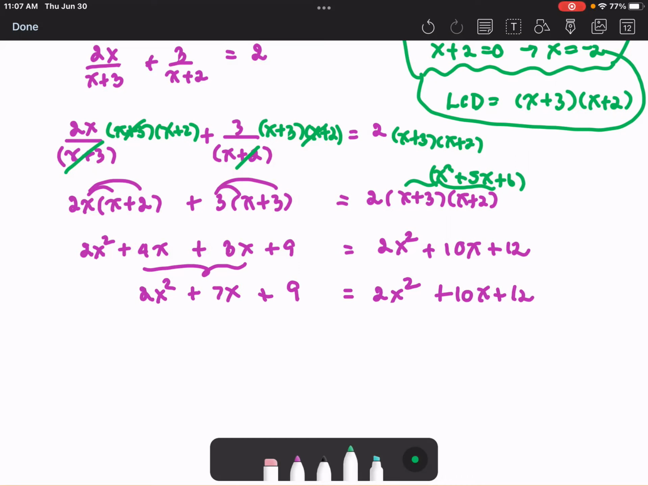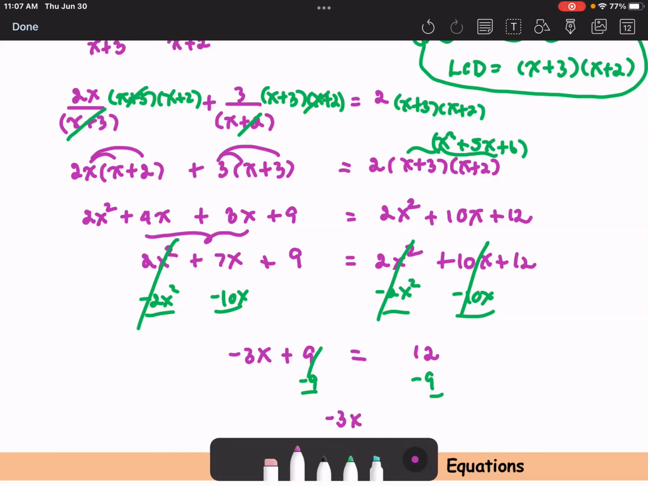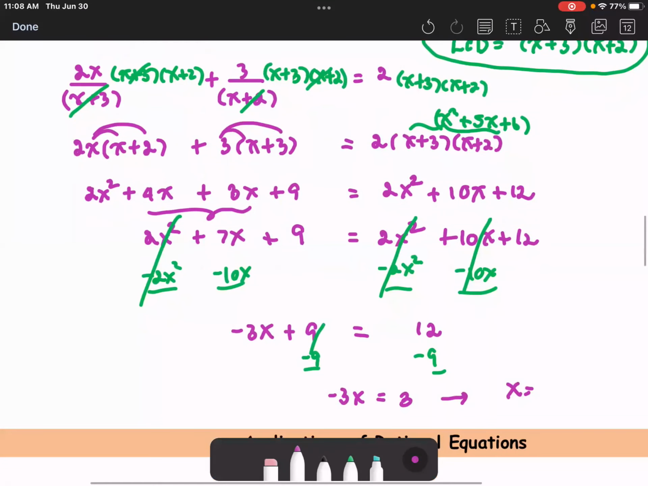Next, we're going to subtract 2x squared from both sides by collecting all the terms together in one side. 2x squared cancel. For the 10x on the right hand side, we subtract 10x from both sides. Then we get negative 3x on the left added by 9 equals 12. Subtract 9 from both sides to get negative 3x equals positive 3. Therefore, x equals negative 1 from dividing both sides by negative 3.